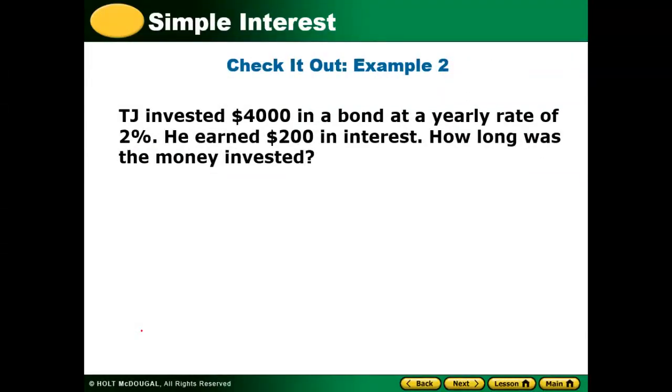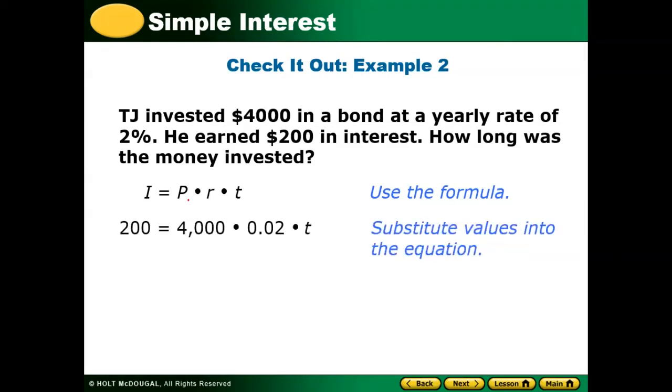TJ invested $4,000 in a bond at a yearly rate of 2%. He earned $200 interest. How long was the money invested? So again, we have our formula I equals P times R times T. We're going to sub in. This is the money that was invested, that's our principal. This is the interest earned, that's our I. This is our rate of 2%, but we're going to divide by 100, so we get 0.02.